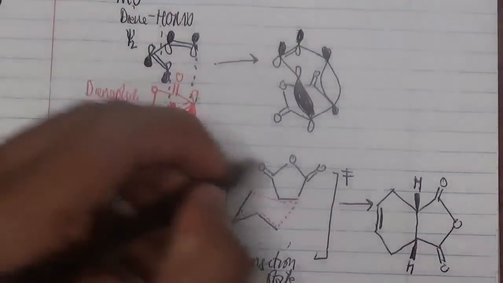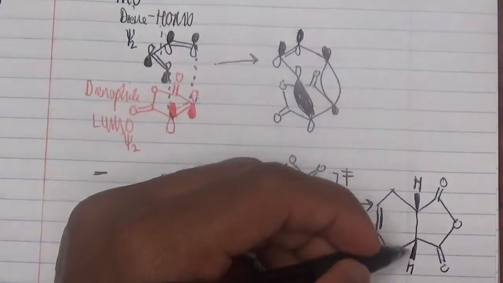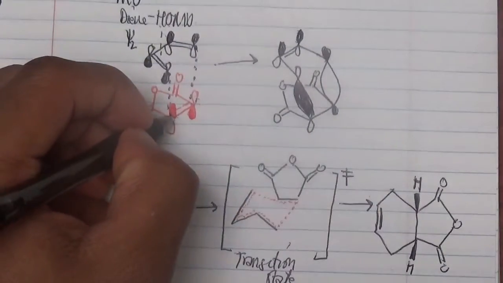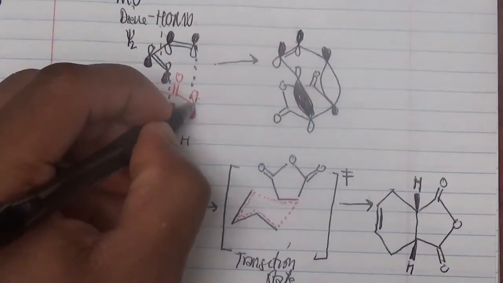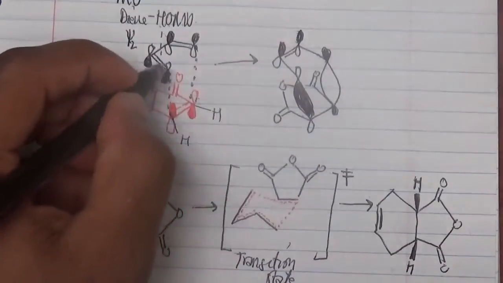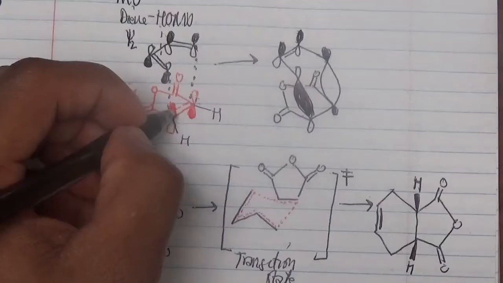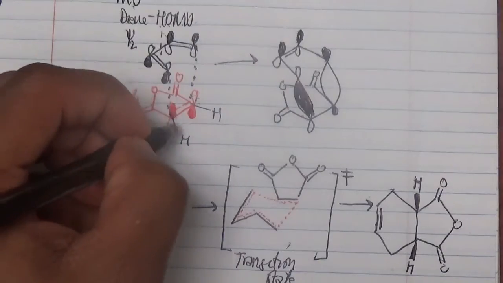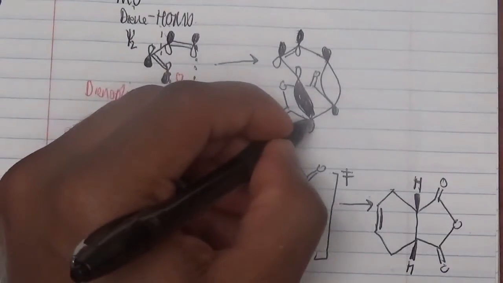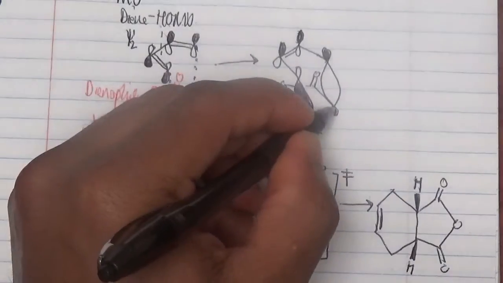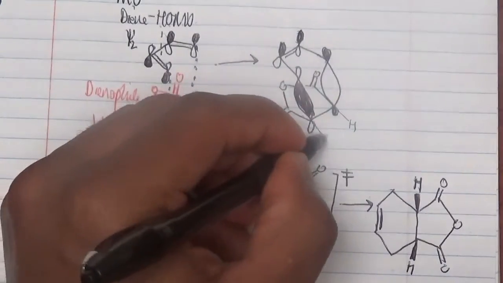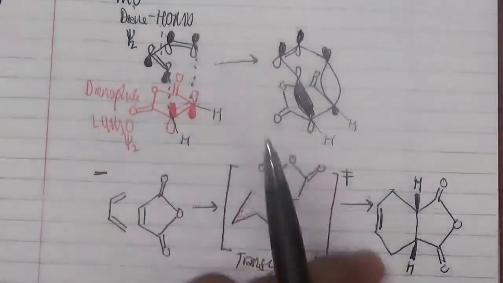So the reason why our two hydrogens are pointing in the same direction is because of this particular process over here, because of this overlap over there, thereby causing the hydrogens to point in the same direction when you're forming our final product, and that is what we have over there.